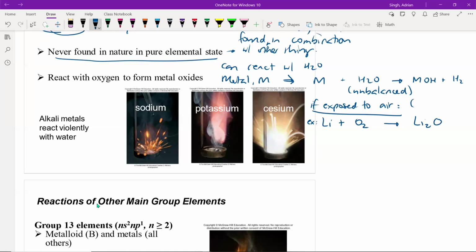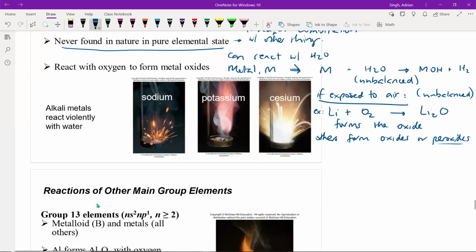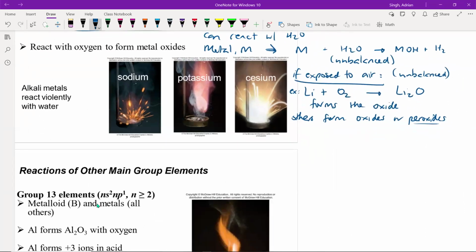And again, these are unbalanced reactions. You need to balance these. So we found the oxide of lithium. Other alkali metals can either form oxides or peroxides. And peroxides is another form in which oxygen can react to form or to begin a compound.